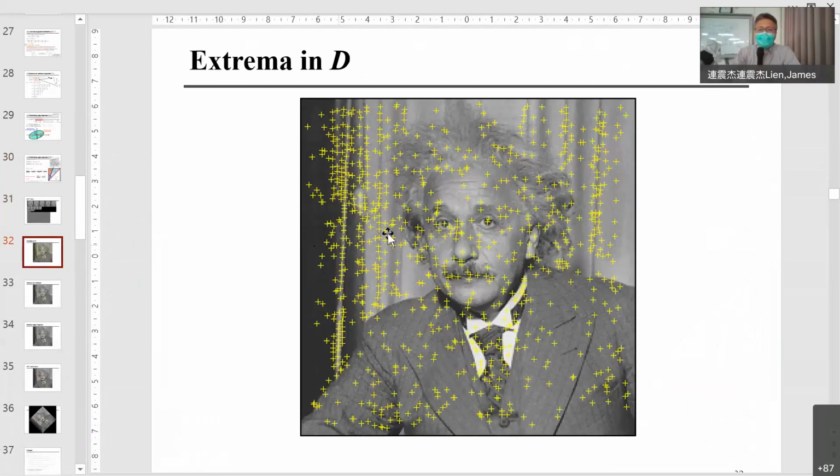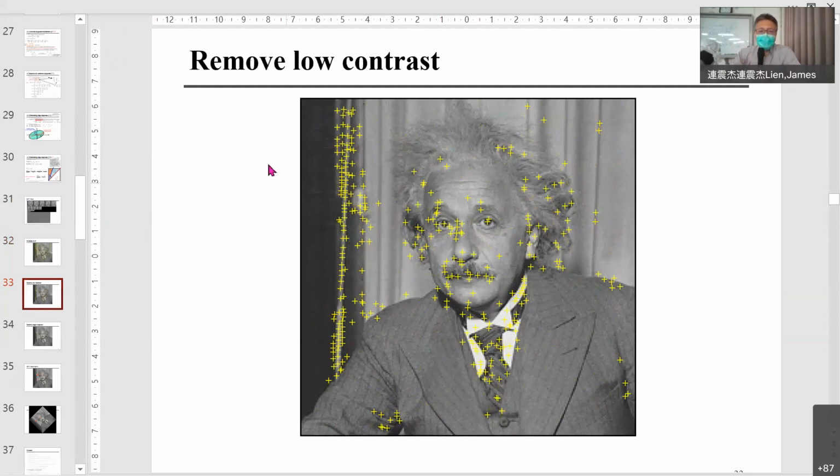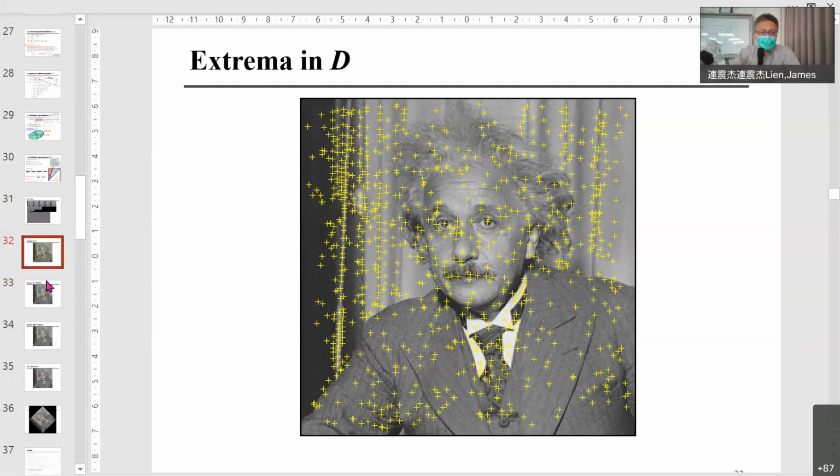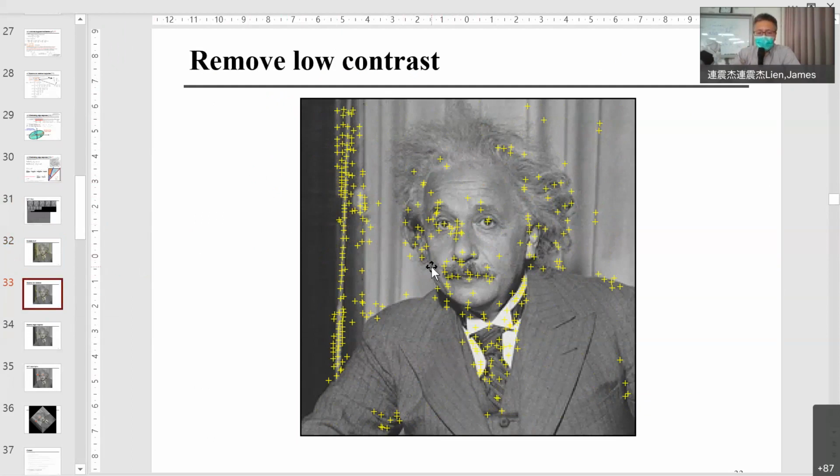After that one, we keep some edge points, and it's realized, meaning we find the local maximum. So after we find the local maximum, we remove the low contrast. After low contrast, we remove the low points. And then we remove the edge and we keep the corner points. Here we already keep them.